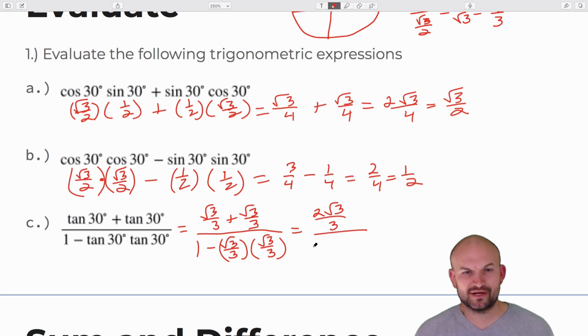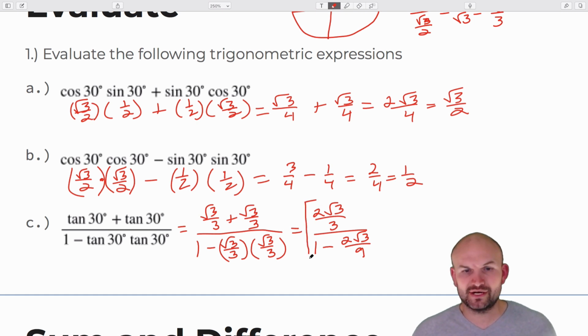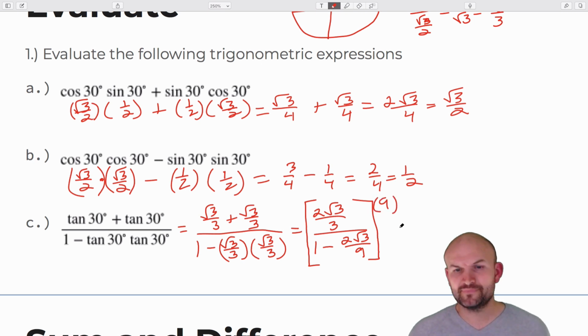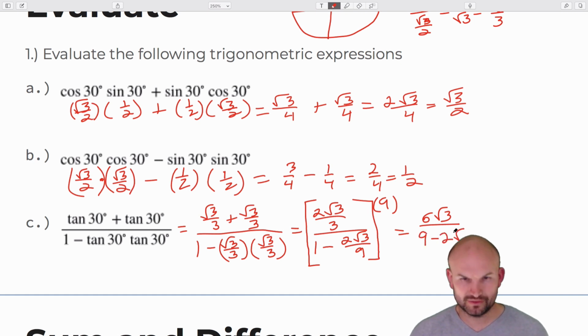Now in the numerator, I can combine those, so that gave me 2 radical 3 over 3. And in my denominator, I'm going to have 1 minus 2 radical 3 over 9. One of the things we talked about is that when we have something like this, we can get rid of our common denominator, which in this case would be 9. So I can multiply everything by 9, and therefore 3 goes into 9 three times. 3 times 2 is 6, so that gave me 6 square root of 3, all over 9 minus 2 radical.